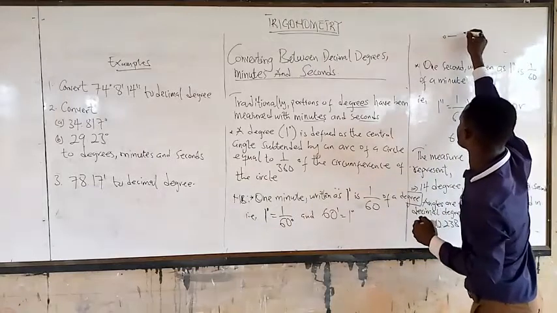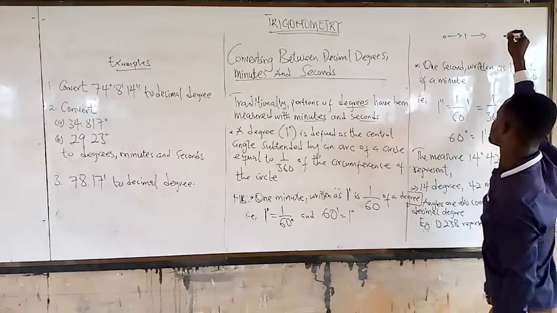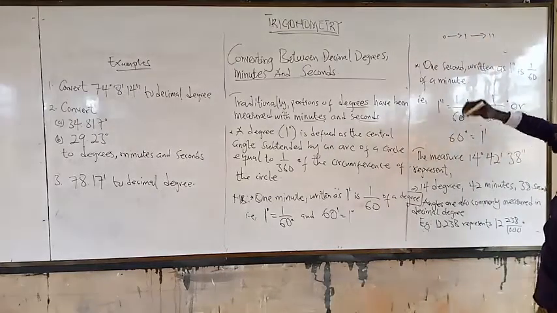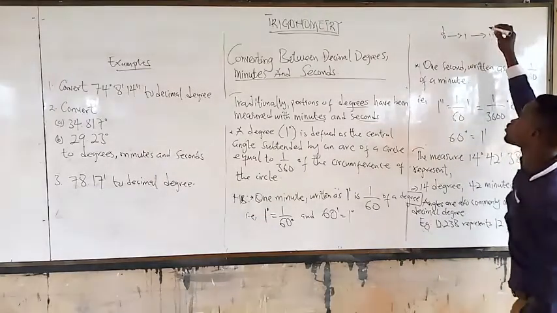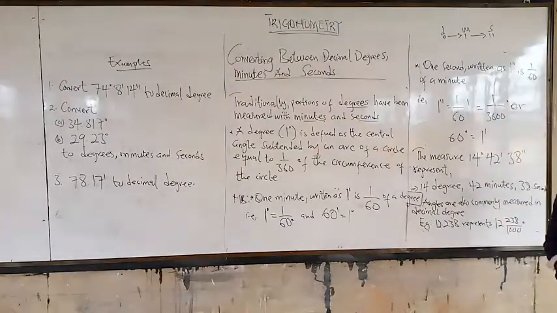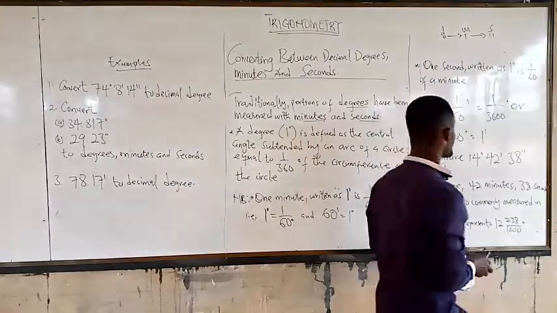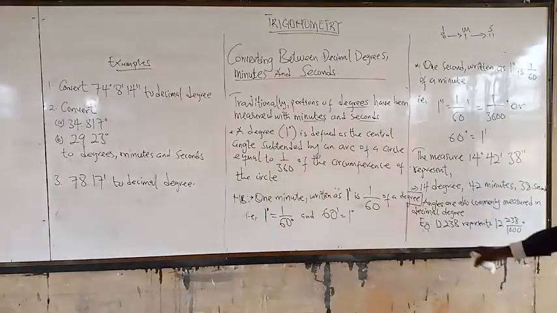From degree, you move to prime, and from prime, you move to prime. And we are saying that this represents the degree, the next represents the minute, and this represents the what? The seconds. So anytime you see a double prime, it's representing what? Seconds. Alright, so that is that for that.